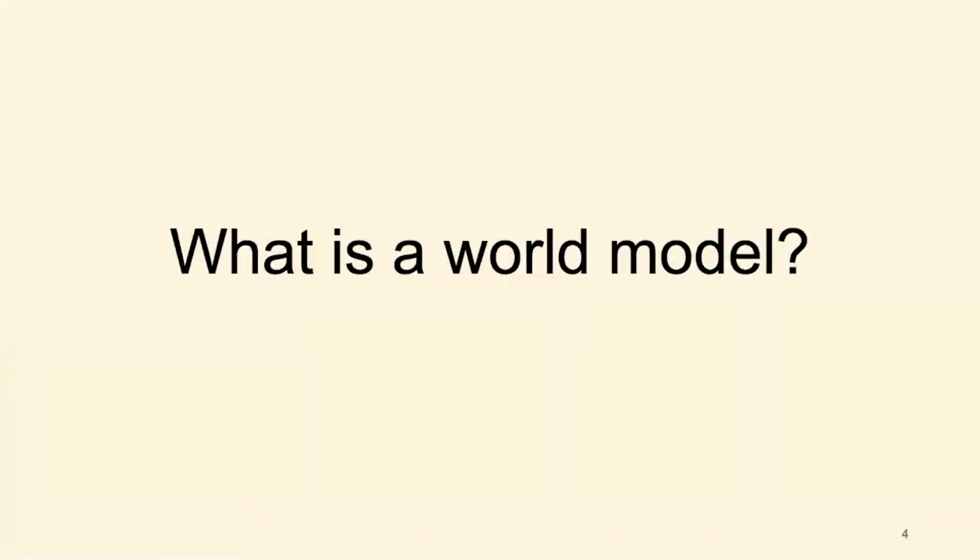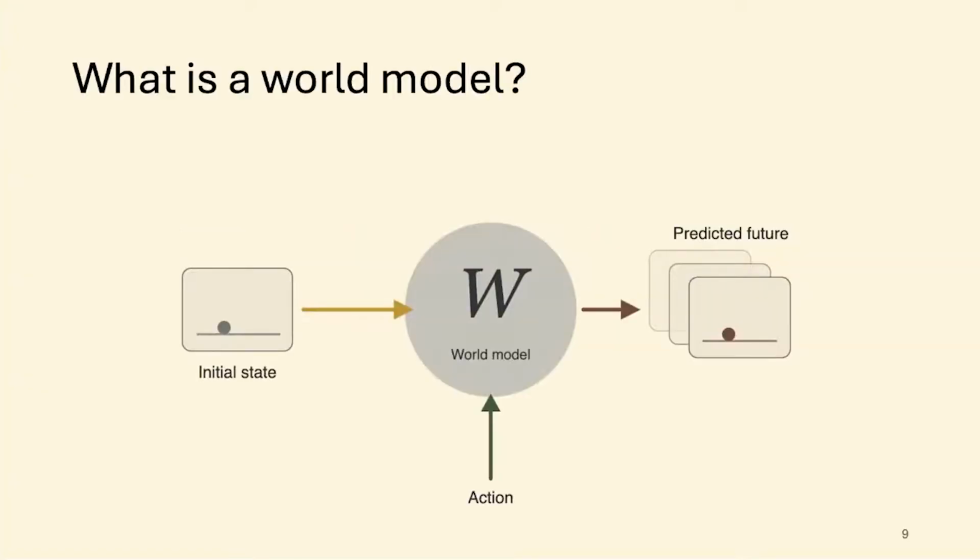So let's begin with the big question: what is a world model? Well, the way I define it is that a world model is this machine that takes as input the initial state and action conditioning, and then the world model processes that to predict the future. And for most intents and purposes, these actions could be both high level and low level.